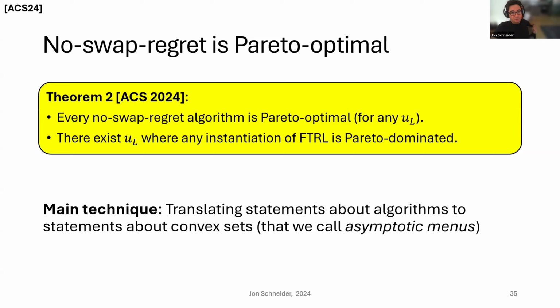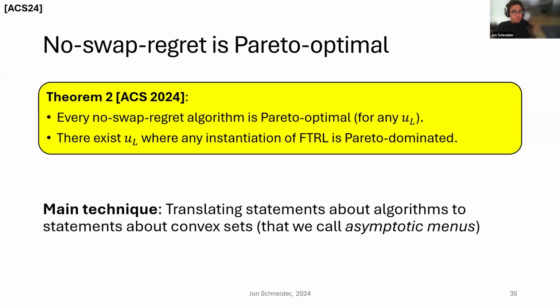And there do exist cases, like games, where any instantiation of FTRL is Pareto dominated. And probably you can strengthen this to any mean-based algorithm is Pareto dominated. So this is saying that no-swap algorithms are special, not just because they're non-manipulable, but also because they're, in some sense, Pareto optimal in a way that no external regret algorithms in general are not.